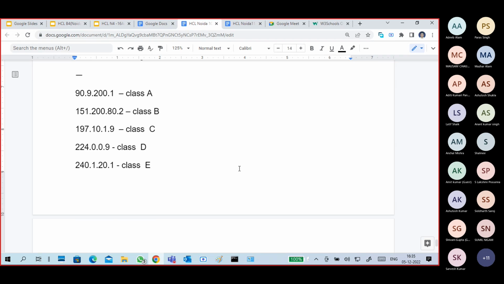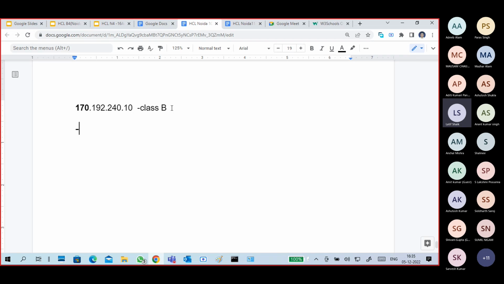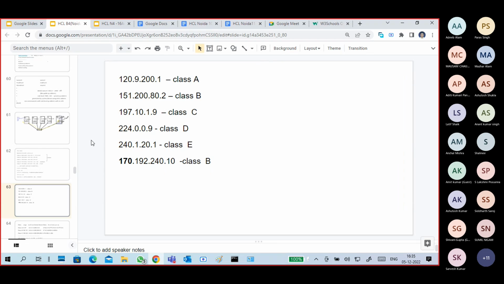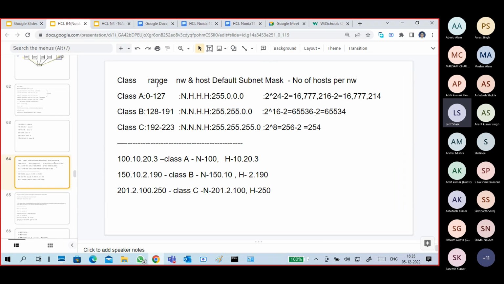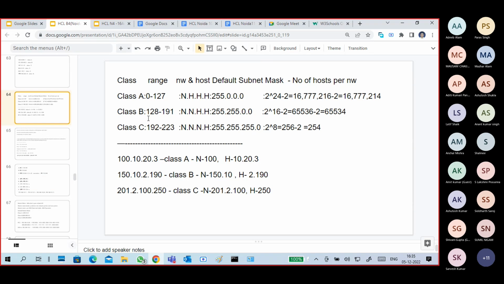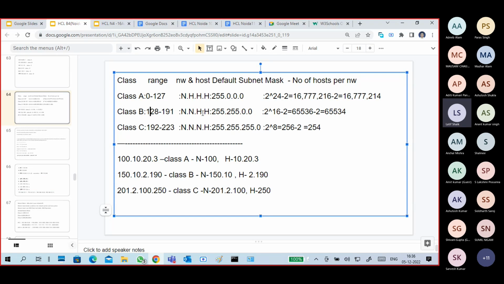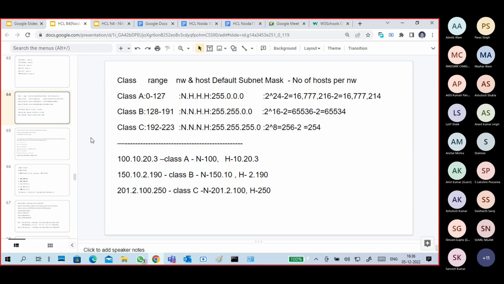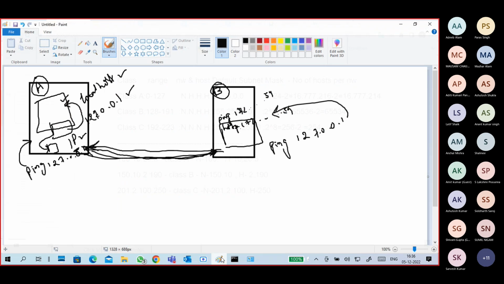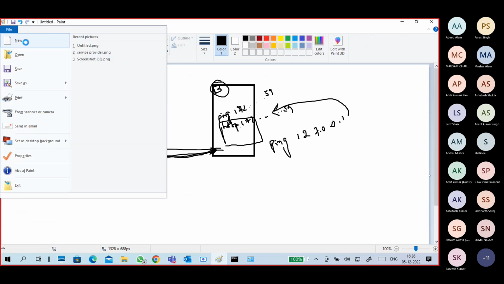Okay. So these are the classes, guys. So there are a lot of things here. Sir, yeah, tell me. So what is the problem with multicasting? Like why can't we assign the IP addresses of the class D range? Yeah, very good.